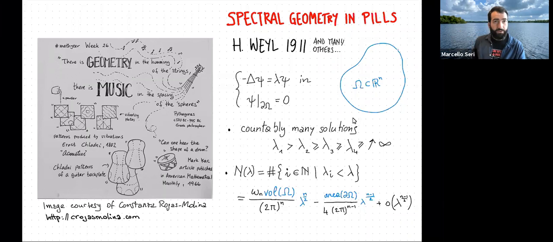As lambda goes to infinity, the number of eigenvalues smaller than lambda tells you the volume of the domain, the area if you're in R^2. It tells you the dimension of the space. It tells you the dimension of the boundary of this domain. It tells you the area of the boundary, or the length of the curve that encloses the domain if you're in R^2. And then if you go further, there are other terms that depend on the curvature of the boundary that I don't want to talk about now.